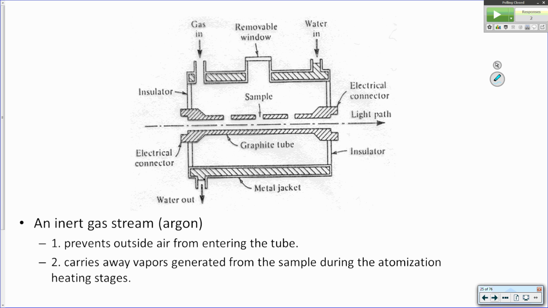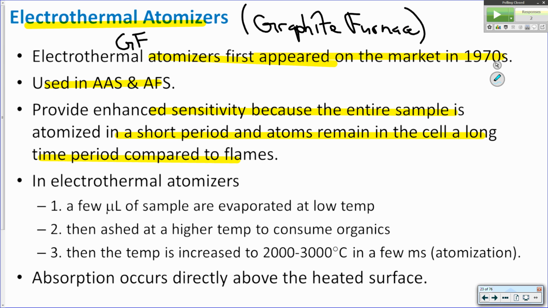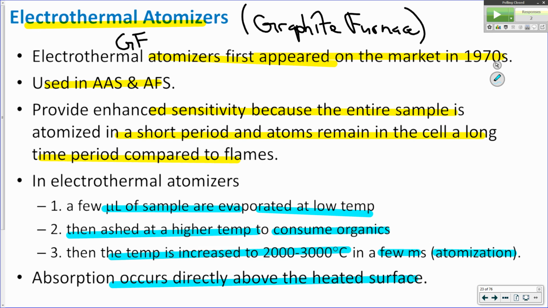But furnaces do it a little bit differently. Because of that, furnaces use a small amount of sample. Typically, you're only going to put a couple of microliters in. You evaporate off the solvent at a low temperature. Then you ash the compound. You burn off the carbon materials, typically at a temperature around 550. Carbon gets converted into CO2 and water. And then you'll rapidly ramp the temperature up to anywhere from 2,000 to 3,000 degrees in a few milliseconds. When you do that, you vaporize the metal atoms, and they go into the gas phase, and the absorption of light occurs directly above this heated surface.